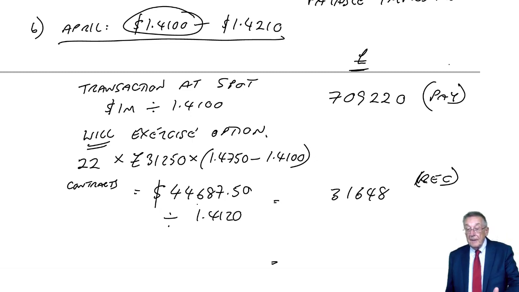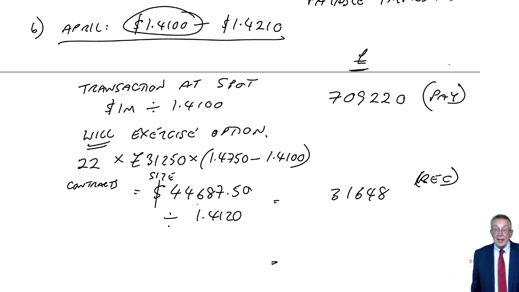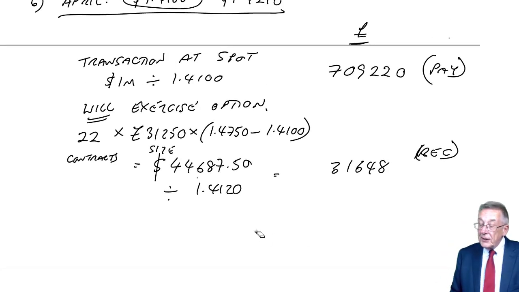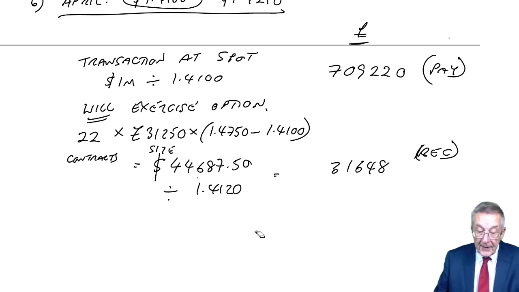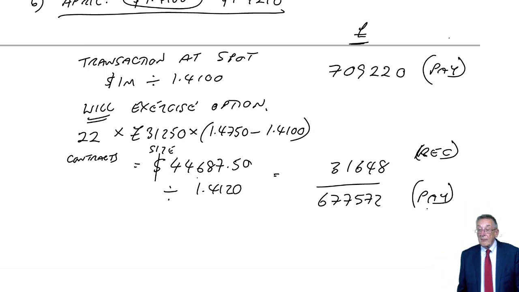22 contracts, £31,250 each. Claim it back, it was $44,000. Convert back to pounds, whatever the spot is, 31,648. And what does that end up giving? 709,220 minus 31,648. It gives a net amount of 677,572. A net payment to end up with our $1 million.